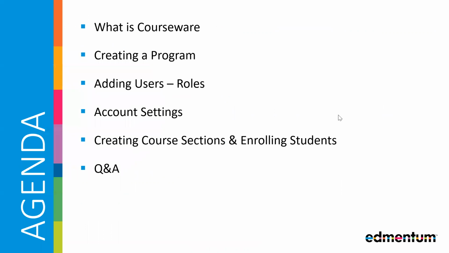So today, this is our agenda. We are going to talk about, first of all, what is Courseware? What are some ways that you can use it in your schools? And then we're going to go through some account setup, some basic things that we need to do to get Courseware set up and ready to go for teachers and for students. So we'll be creating a program. We'll talk about adding users. We'll also go over different roles, not necessarily for students, but for staff. And then we'll look at some different account settings, ways that you can set up single sign-on. And then we'll talk about creating course sections and enrolling students.